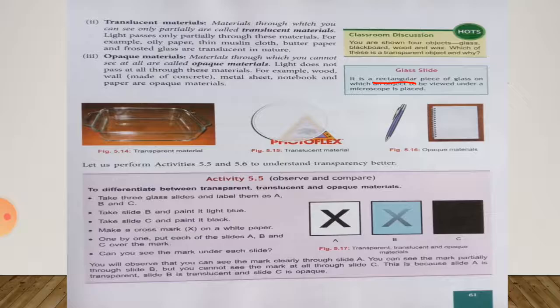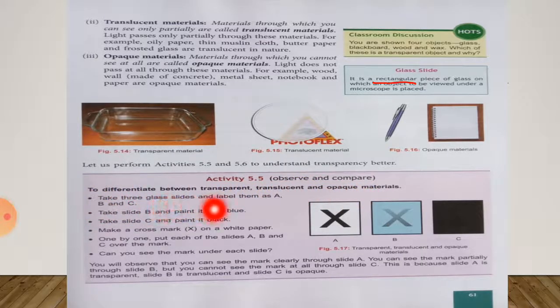Now in this class we have to perform an activity 5.5. So students, open page number 61 and keep a pencil with you to underline hard words. To perform this activity we have an objective or an aim to differentiate between transparent, translucent and opaque materials.